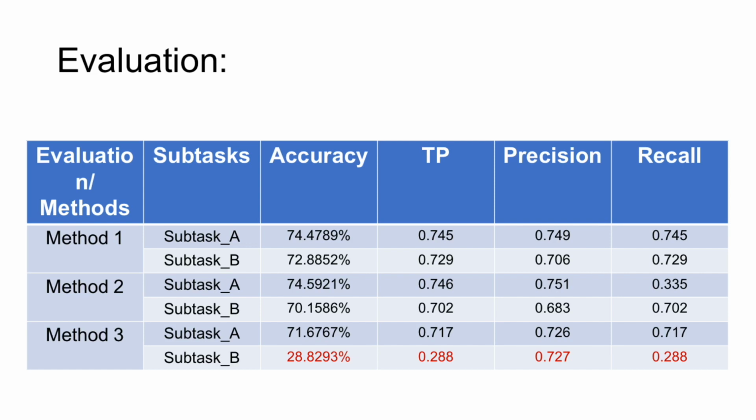Overall, method 1 is the best classification method, whether it is used to classify the data of subtask A or subtask B, and method 2 is the second choice. As for method 3, it still could be used to classify data on subtask A, but it is not suggested to use method 3 to classify data of subtask B because of its low accuracy on subtask B.